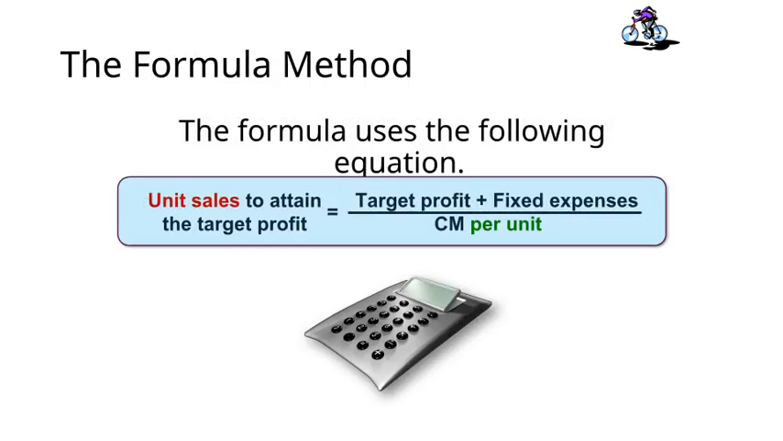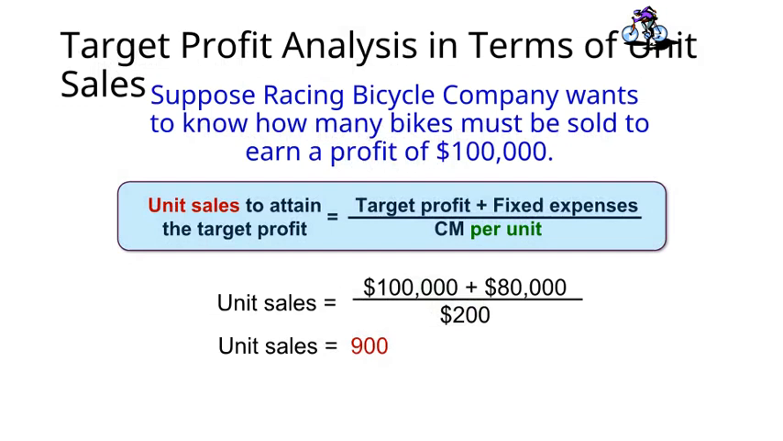Target profit expressed in units sold. For this equation, we divide the sum of the desired target profit plus total fixed expenses by the contribution margin per unit. Suppose Racing Bicycle Company wants to earn net operating income of $100,000. How many bikes must the company sell to achieve this profit level? Let's use the formula method.